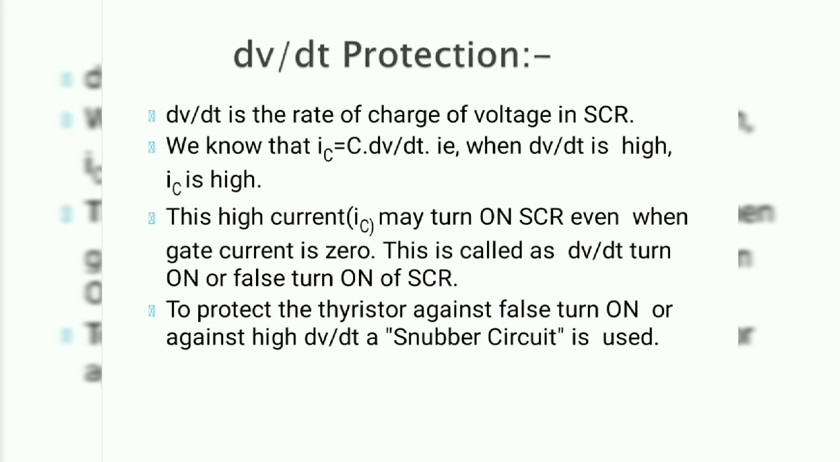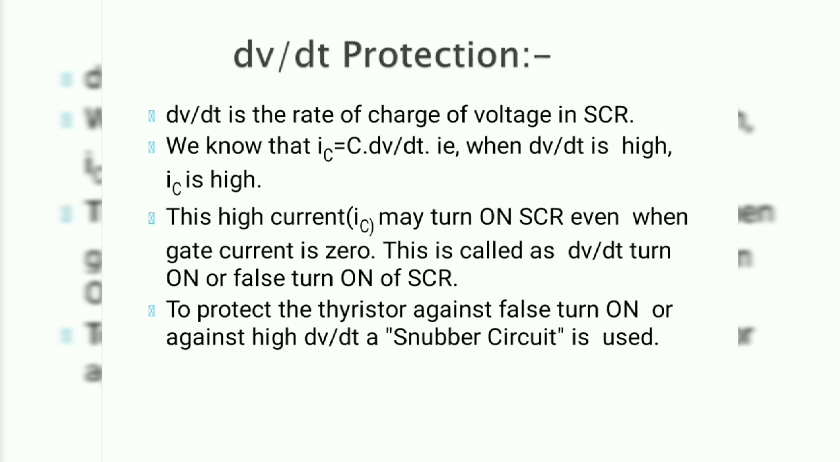Next, dv/dt protection. dv/dt is a voltage protection, where you control the voltage. dv/dt is the rate of change of the voltage in the SCR. We know that IC equals C into dv/dt. When dv/dt is high, the current in the circuit is maximum, so the high current IC may turn on the SCR even when the gate current is 0. A maximum supply voltage means a maximum amount of current flows across the circuit.